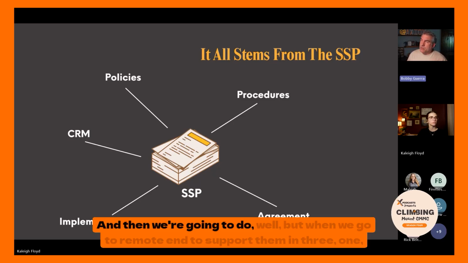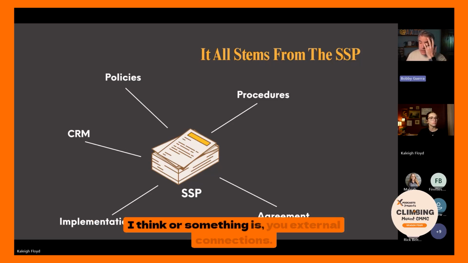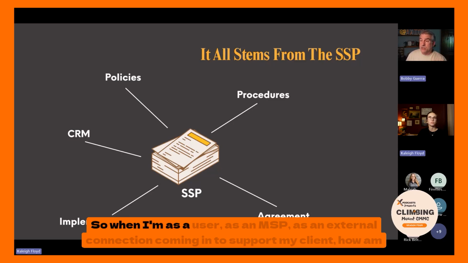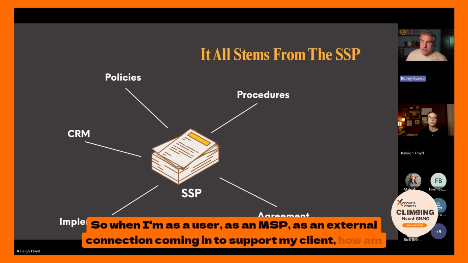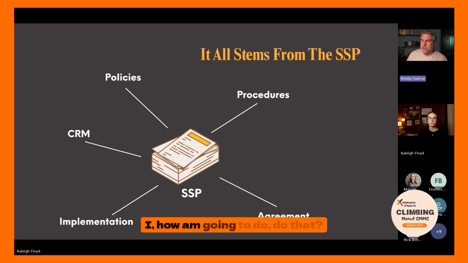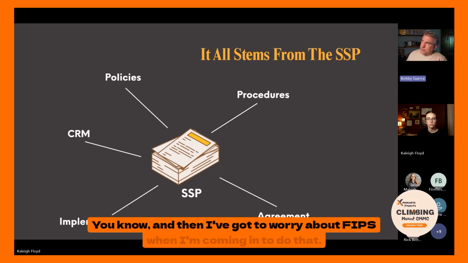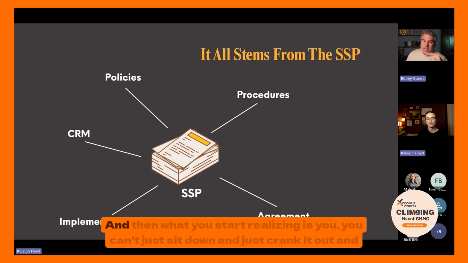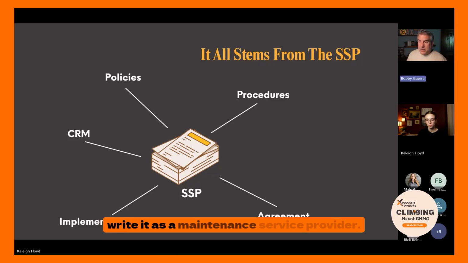And then, when we go to remote in to support them in 3.1.20, I think, which is external connections, so when I'm, as an MSP, an external connection coming in to support my client, how am I going to do that? Is that authorized? And then I've got to worry about FIPS when I'm coming in to do that. And then what you start realizing is you can't just sit down and crank it out and write it as a managed service provider.